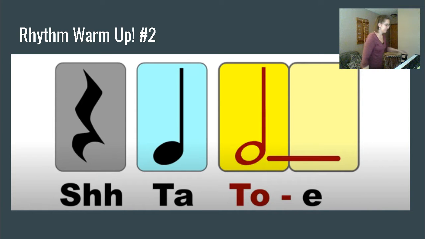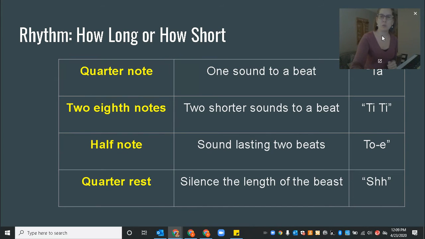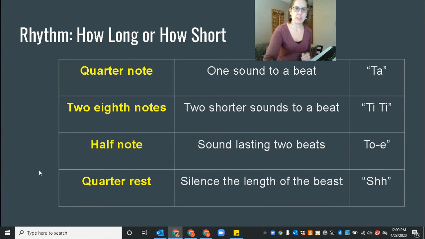Great work. For our 5th graders, we did a lot of rhythms like that with our bucket drumming. For our 3rd and 4th graders, you will be able to look forward to that when you get to middle school. Here's a little bit of review about our rhythms, which we talked about yesterday.